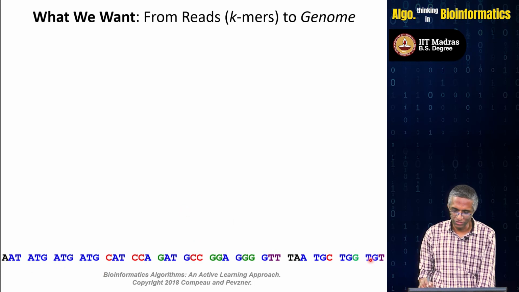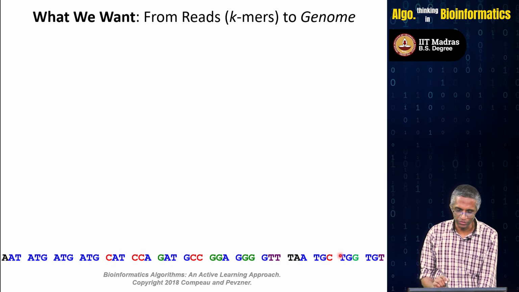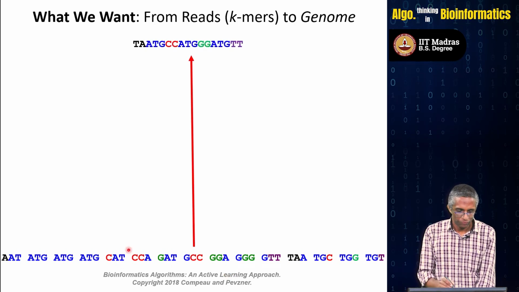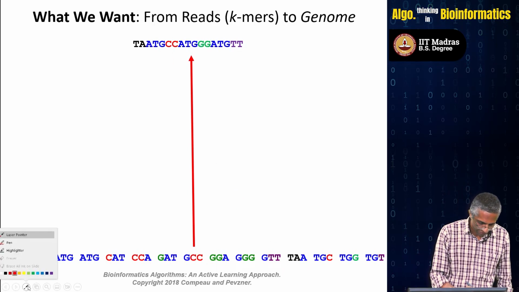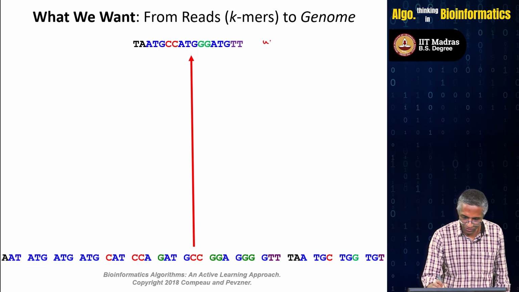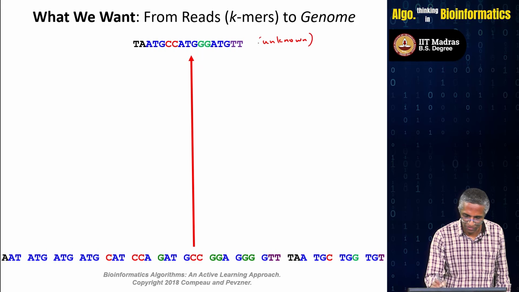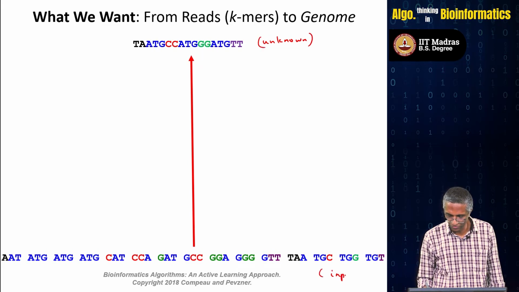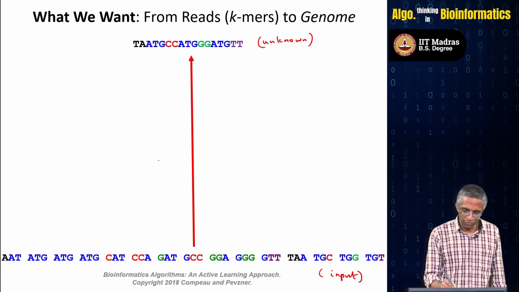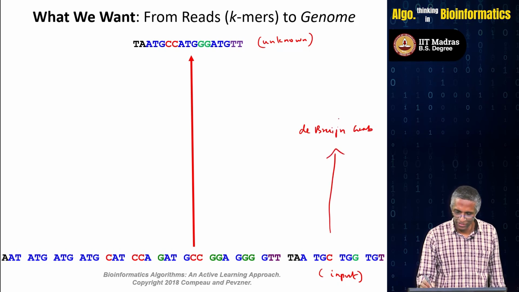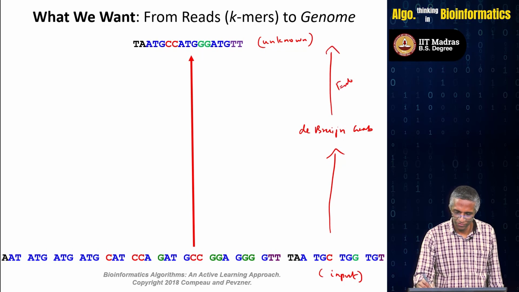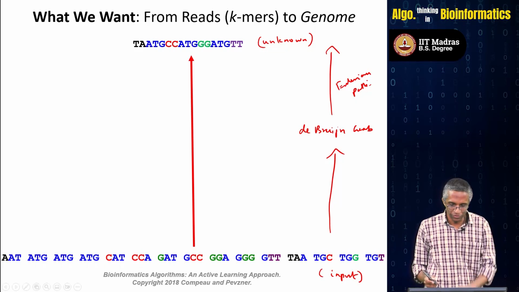This is the one that the sequencing machine gives us, not the exact sequence of the genome. We want to go from the k-mer composition to the genome, which is unknown now. This is what is given as input from the sequencing machine, and then we want to construct a de Bruijn graph from here. Then we want to find an Eulerian path in this graph, and that should give us the genome. Okay, that is the strategy that we are going to use.